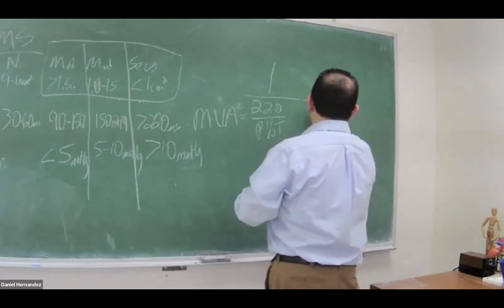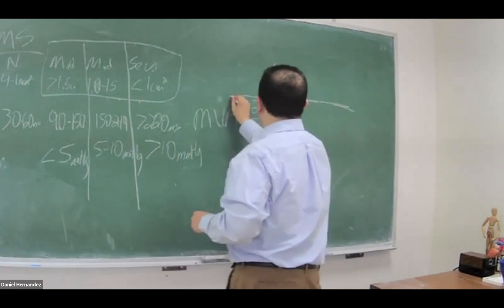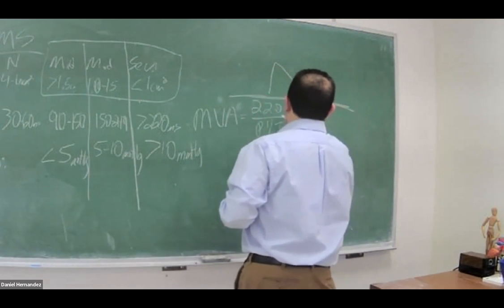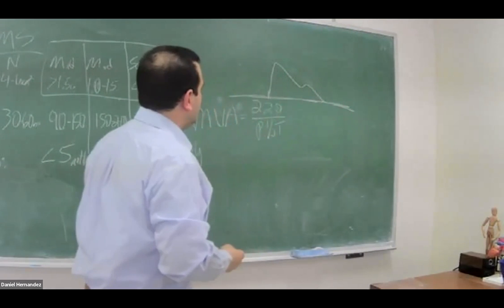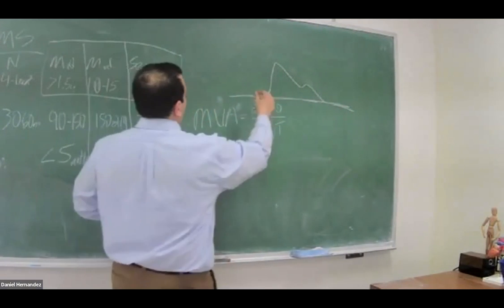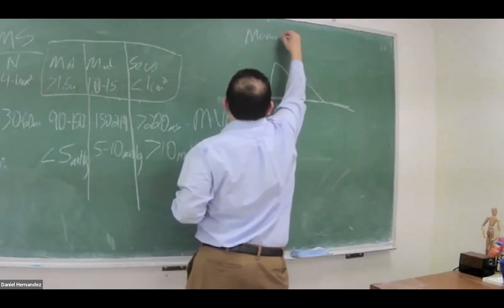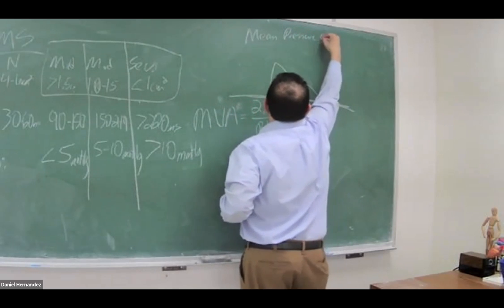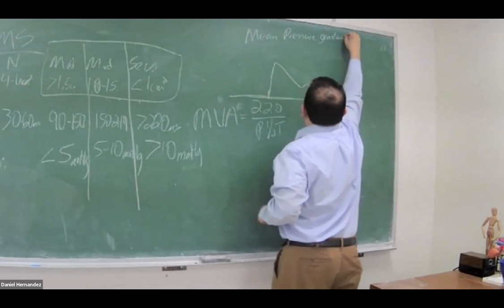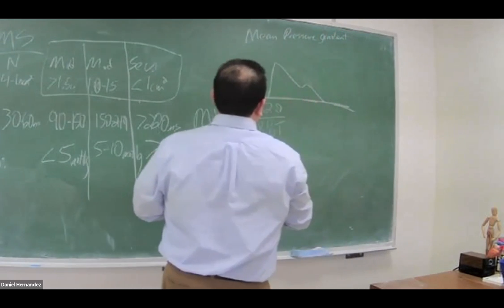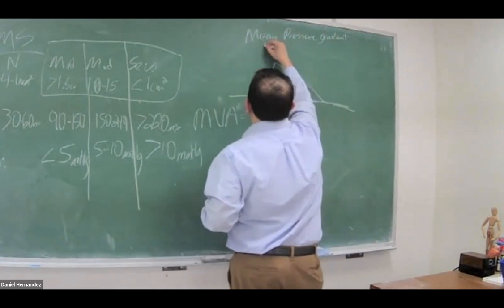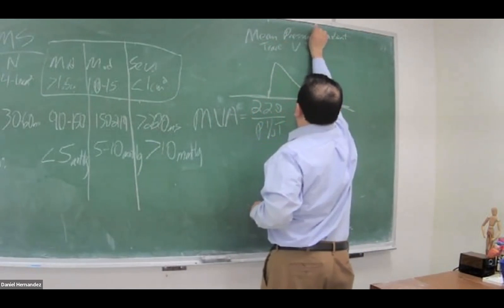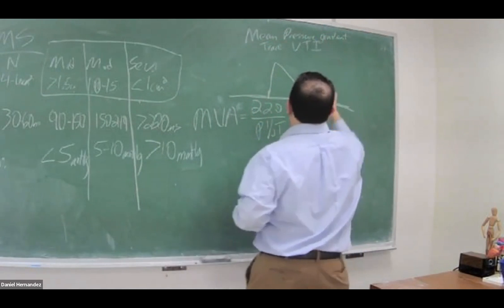So anytime you see mean pressure gradient, to calculate it, you're going to have to trace along that entire spectral envelope. For mean pressure gradient, you have to trace your VTI, your velocity time integral.